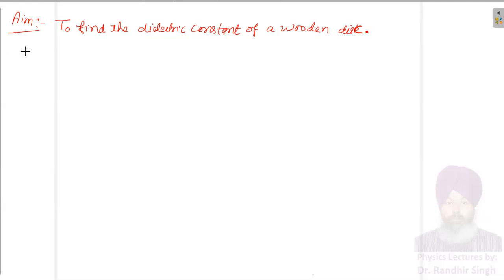Okay, let me write down the apparatus required for this experiment. So apparatus required. Okay, I will do the necessary change.